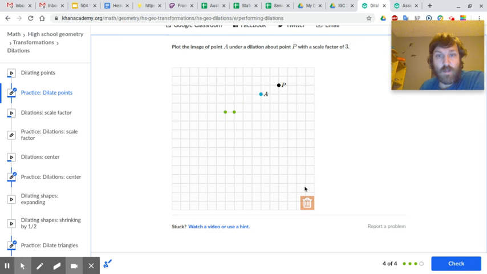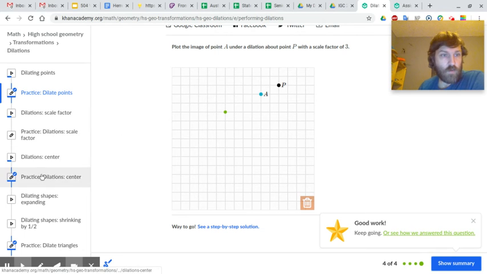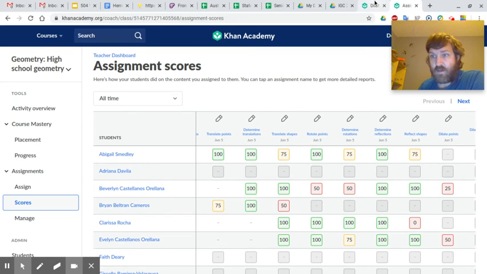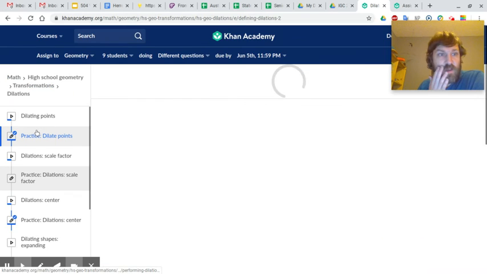And so that would be, I'm going to trash that point here. Just trash it. You get the idea. It's 3 times as far as the original point. And there we go. All right, so I'm going to try to jump in and do one more of these, and I think it's going to be scale factor. So let's go right here, dilation, scale factor.